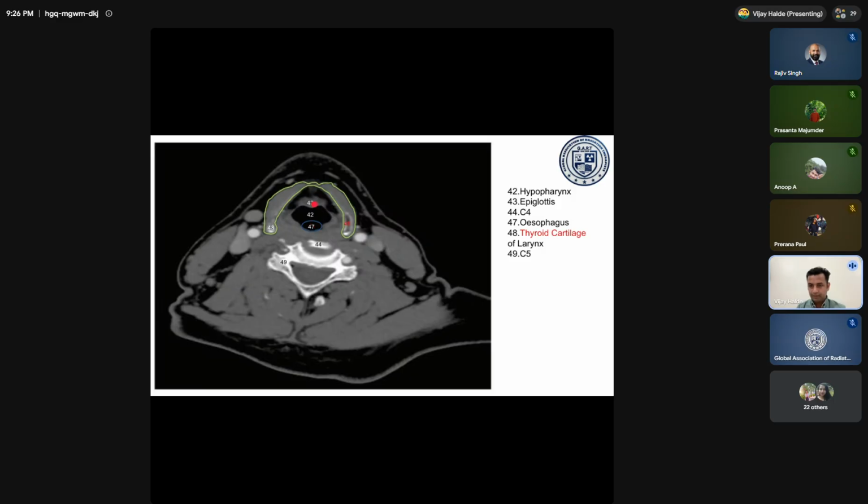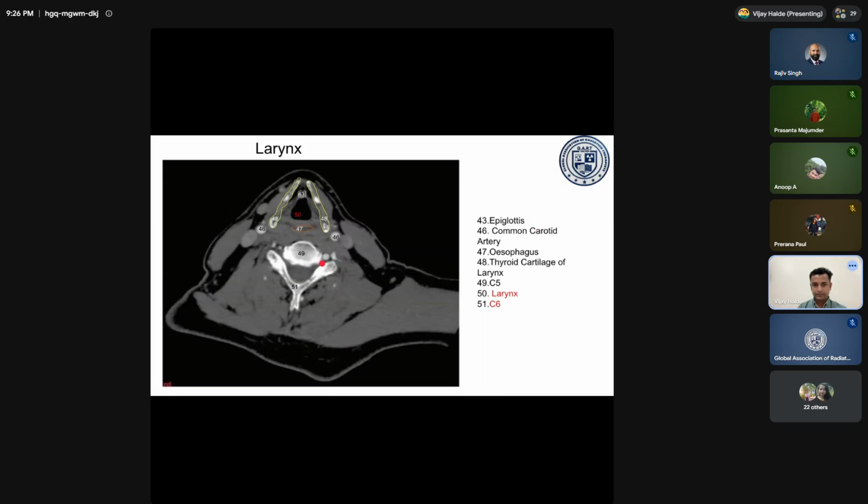The epiglottis is at the upper larynx. The function of the epiglottis is to close the trachea at the time of swallowing. Esophagus distinction from the surrounding tissue can sometimes be challenging on non-contrast CT. So at the C5 level, this is the laryngeal inlet. This demonstrates the larynx. Number 43 is the epiglottis, and 47 is the esophagus, which is very difficult to see here.